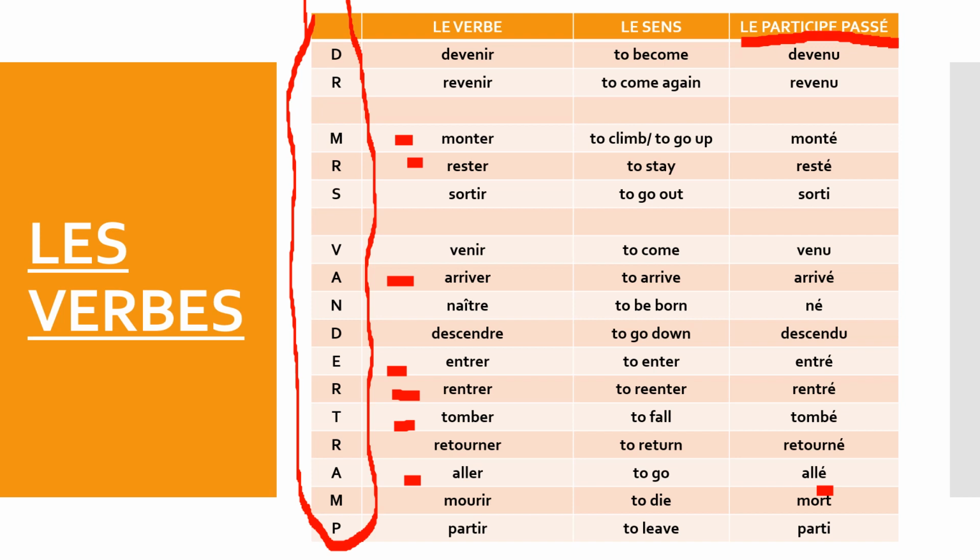But the conjugation rules are not always the same for all the verbs. For example, you have venir. It ends in IR, but we don't drop the IR and add an I. In fact, the past participle for venir is venu. Take a look at mourir. It has an IR at the end, but we don't drop the IR and add an I. In fact, its past participle takes on a whole new spelling, mort.